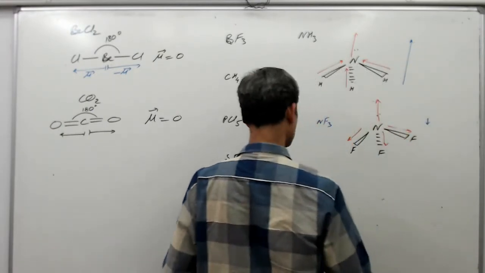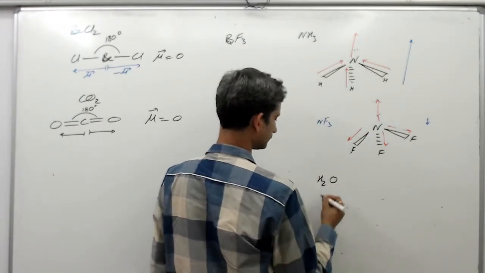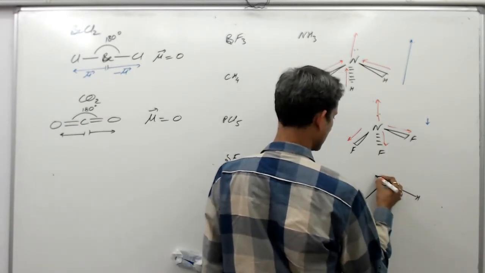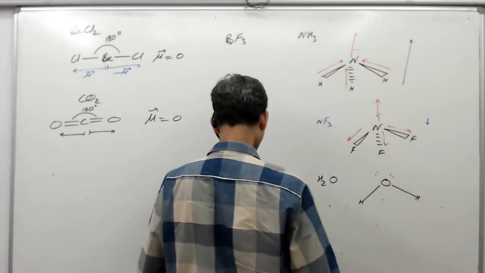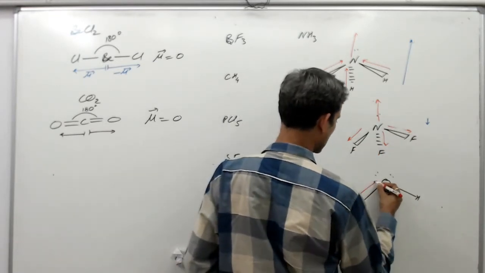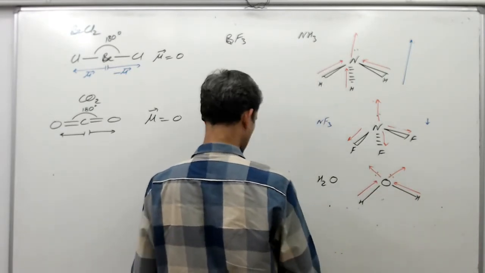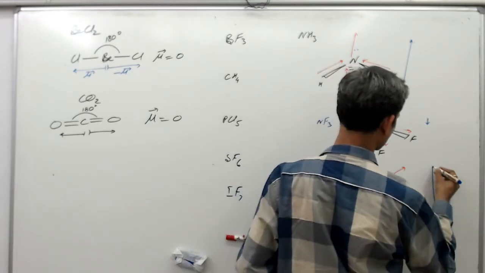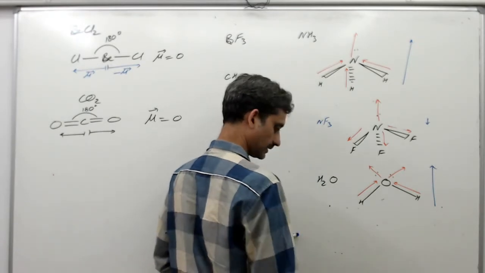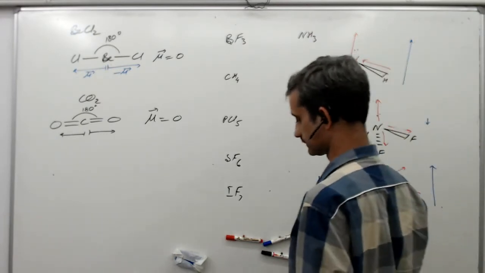Okay. Now we can talk about something like H2O. In case of water, we have this and we have two lone pairs. Water has an even lower angle as compared to ammonia. So in case of water, again, we have four dipole moments: 1, 2, 3, and 4. And it has an even higher dipole moment than ammonia. Is it clear? Yes, sir. That is why water is polar.